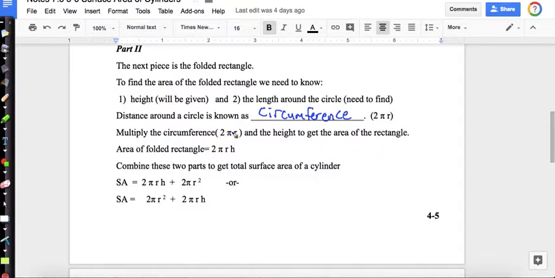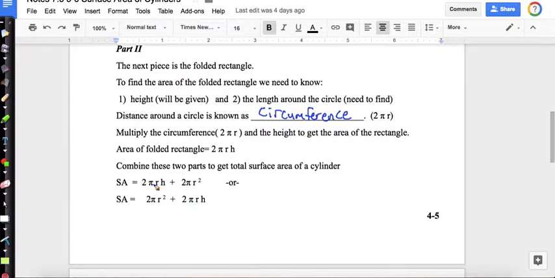So we multiply the circumference and the height to get the area of the rectangle, because remember, a rectangle is length times width. In this case, our length is the circumference and our width is the height. So the area of the folded rectangle is 2 times pi times radius times height. We combine these two parts together to get the total surface area of the cylinder, because when I find surface area, I take the areas of each part. That's why I'm adding them together.